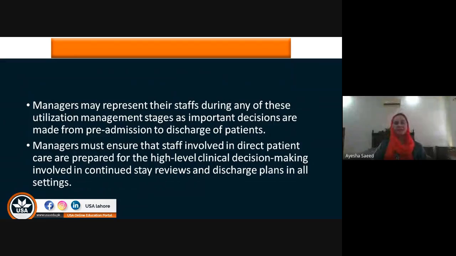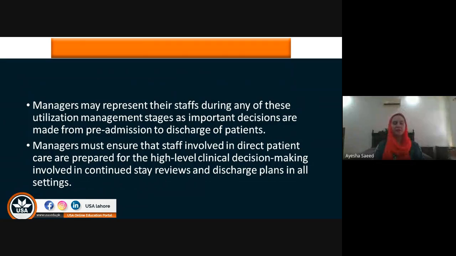Managers represent their staff during any of these utilization management stages as important decisions are made from pre-admission to discharge of the patients. So managers represent their staff. Who are their staff? The physicians, the nutritionists, the physiotherapists. So managers are responsible for representing their staff. Managers must ensure the staff involved in direct patient care are prepared for the high level clinical decision making involved in continued stay reviews and discharge plans in all settings.